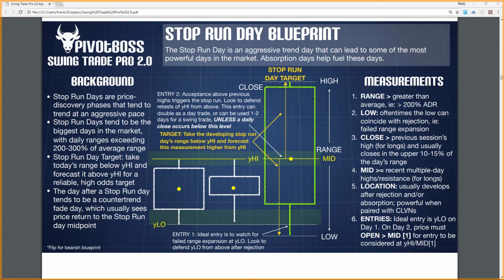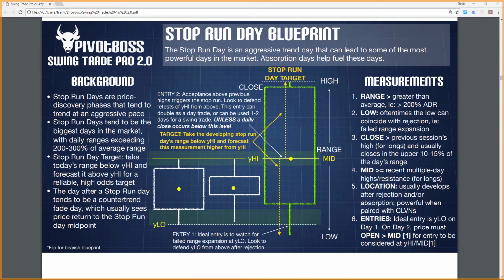It is incredible. So whenever you take a trade in a stop run day and hold it to the end of the day, it's easy to forecast that target. So a stop run day target is when you take the developing stop run day's range below the previous high and forecast this measurement higher from the previous high. So if you have an indication that this might be a stop run day, you just take that low and subtract it from this high, and then you project that difference higher from this high, and that gives you a rough stop run day target. Again, uncanny how that happens.